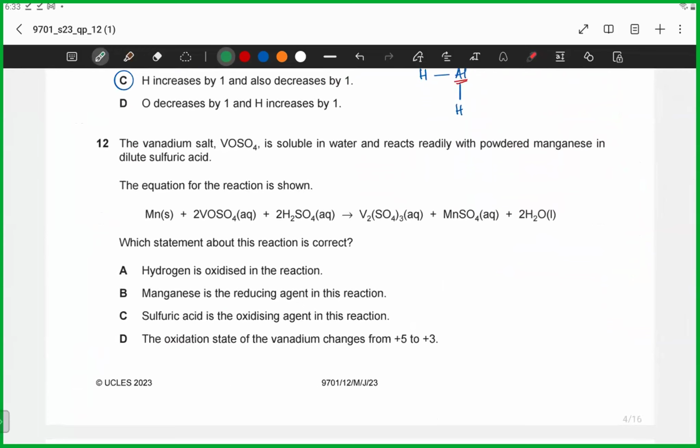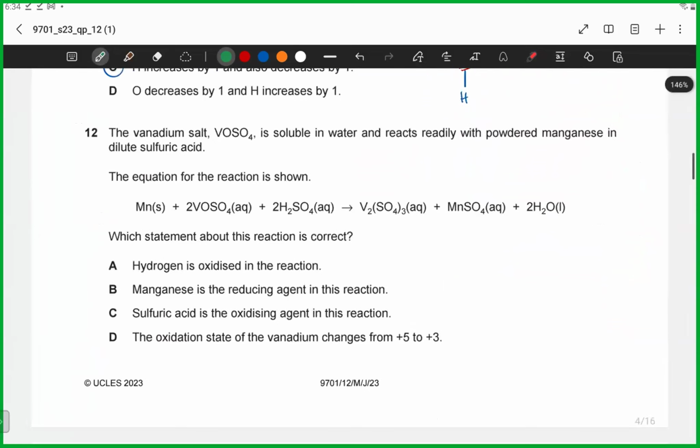Vanadium. अच्छा, so this equation, which statement about this reaction is correct? First one, hydrogen is oxidized in the reaction. Is that correct? I don't think anything happens to hydrogen. ठीक है, वो +1 है, इधर भी +1 है. So nothing happens to hydrogen. Magnesium is the reducing agent. What happens to magnesium over here? It's probably +2.